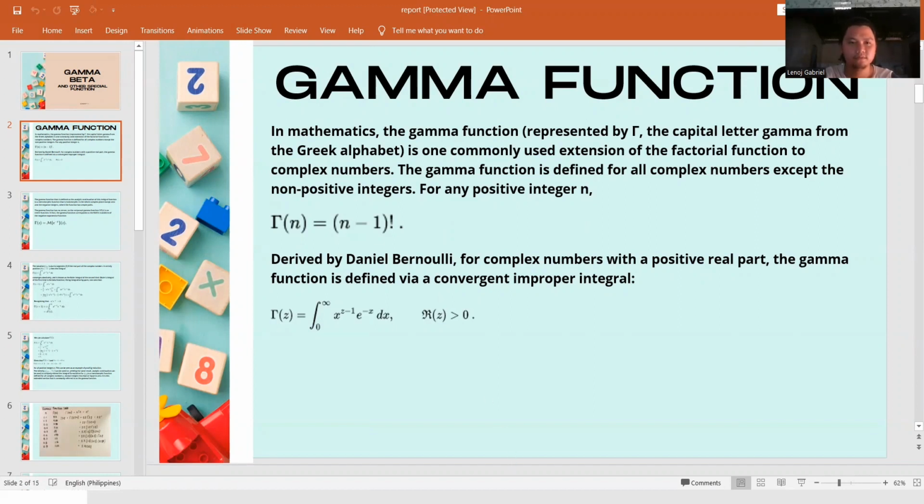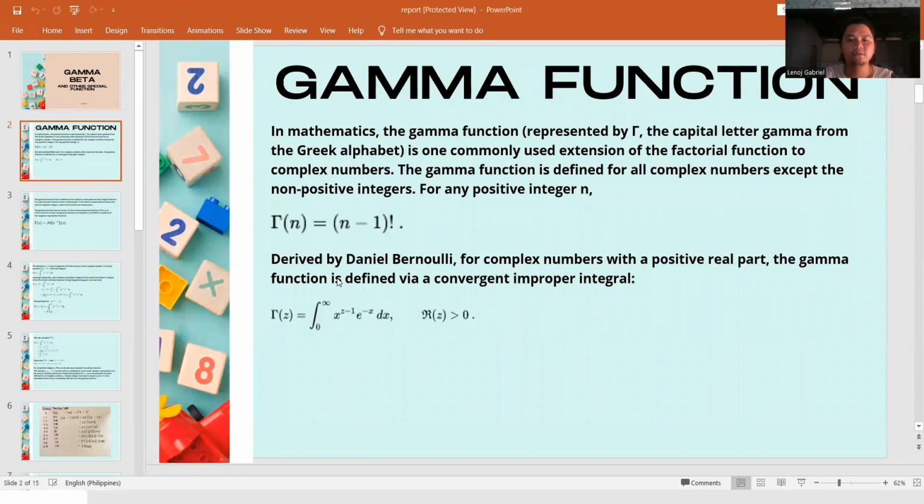Let's have an example. We have gamma of 3 is equal to n minus 1 factorial. All we need to do is to substitute the 3 in the letter n. So 3 minus 1 factorial. So we have now 2 factorial. Let's proceed to the other one.